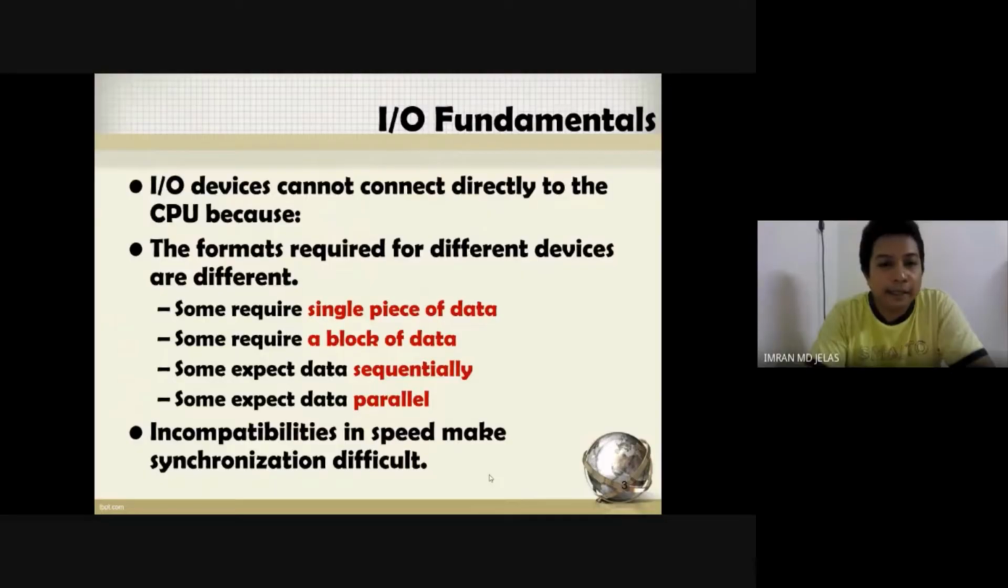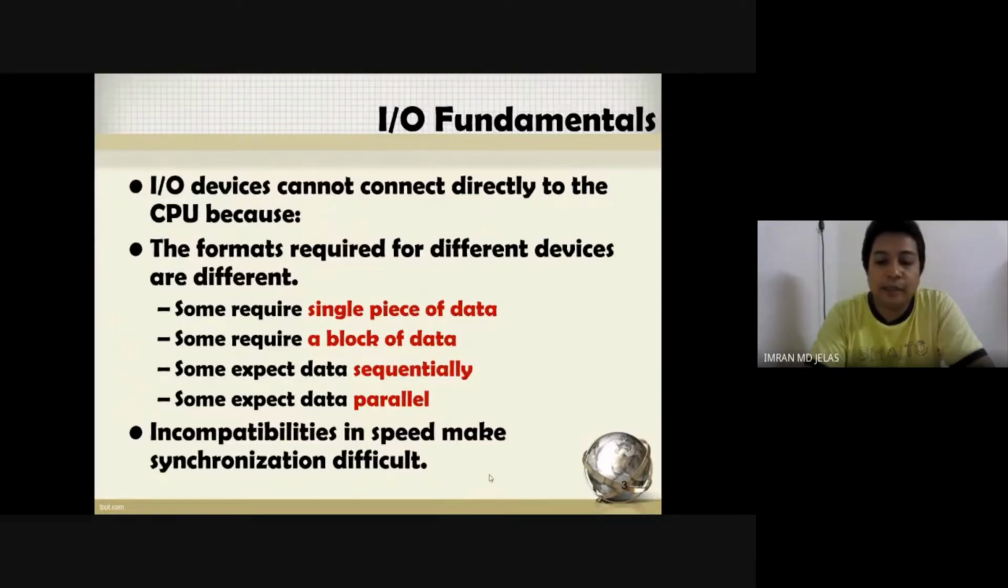Why? Since the format required for different devices is different. Some devices require a single piece of data, like a keyboard. Some require a block of data. Some expect the data sequentially, which is like when you watch a video, you need it in the correct sequence. Some expect data in parallel, so they expect more data at the same time, and the data have to be transferred in parallel. And incompatibilities in speed make synchronization difficult.